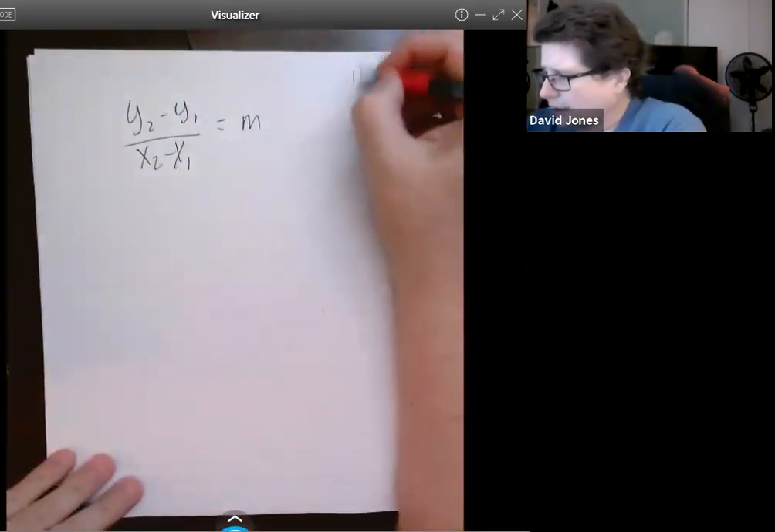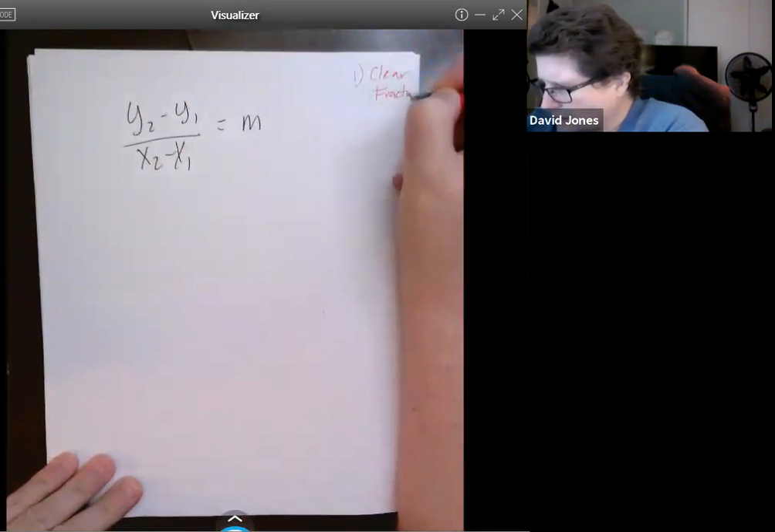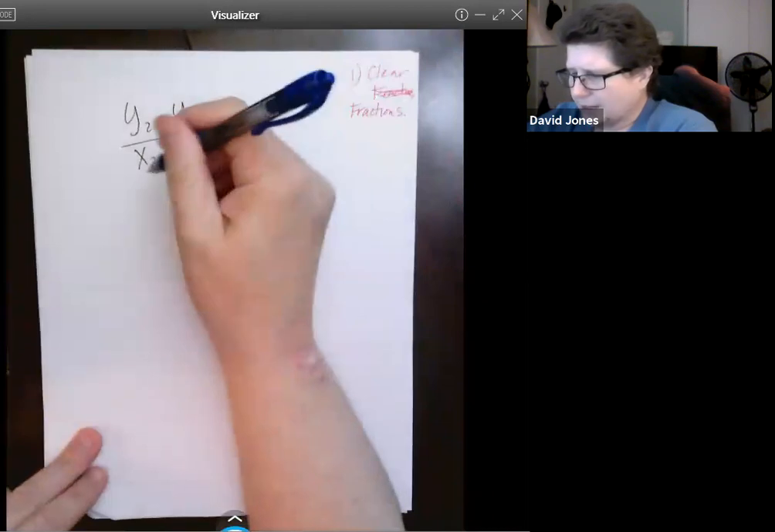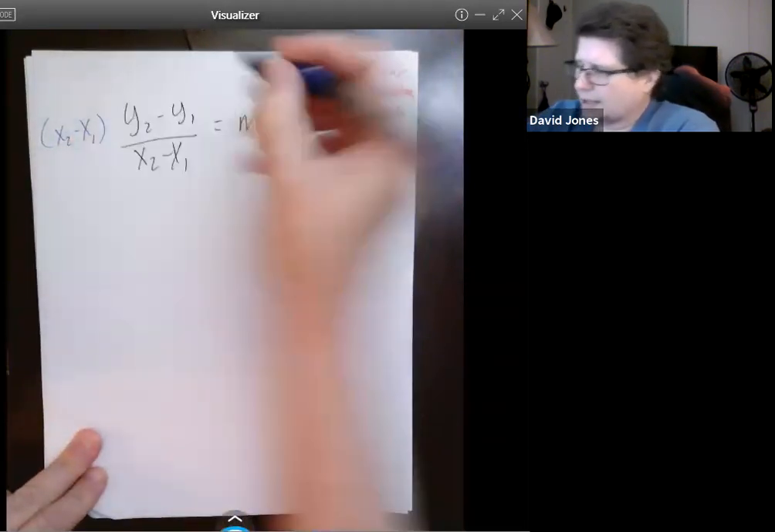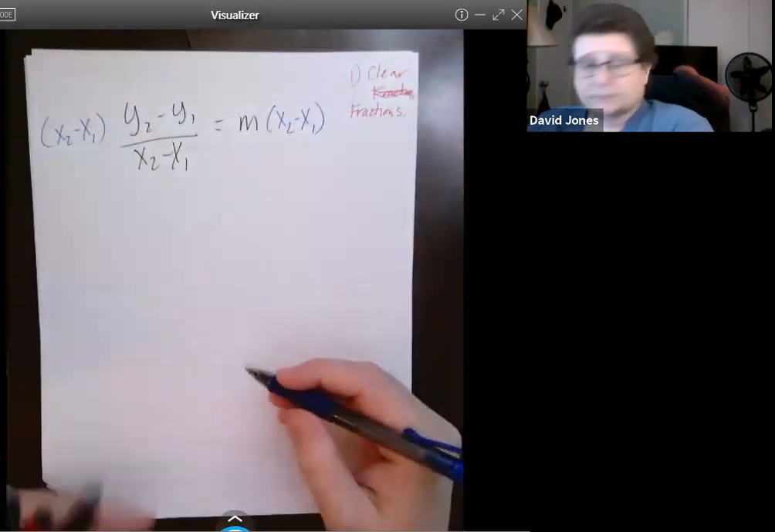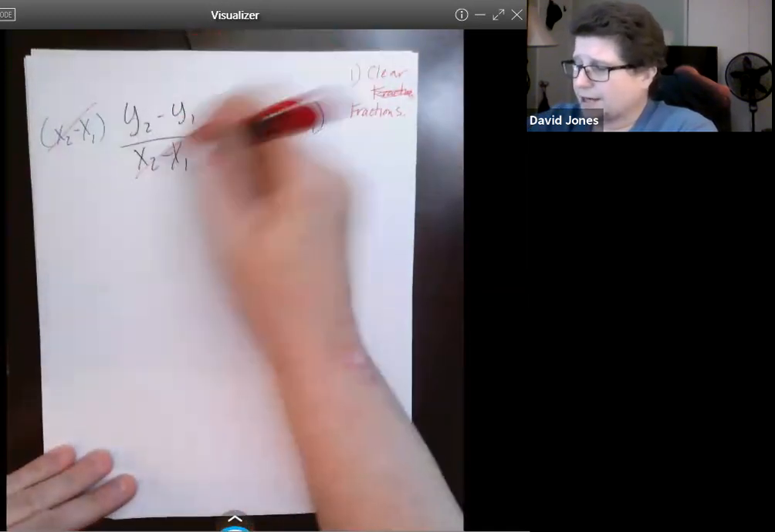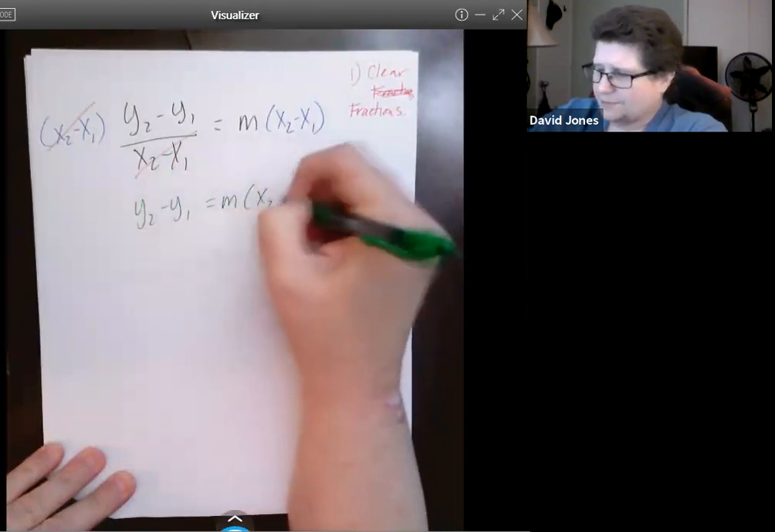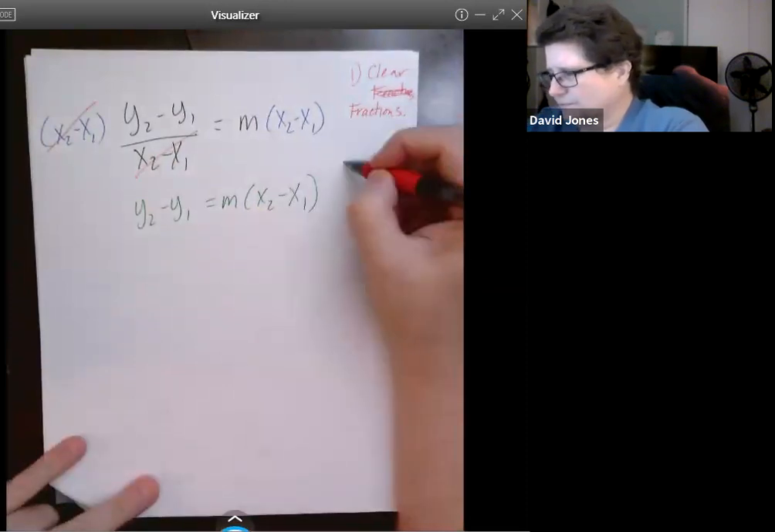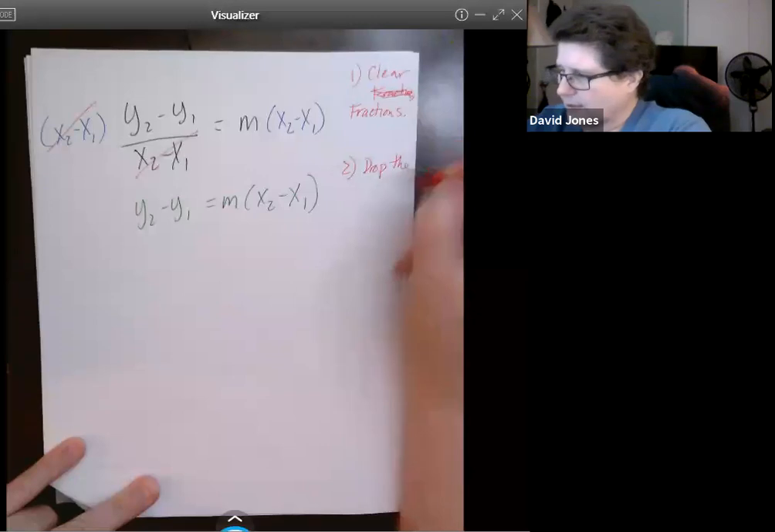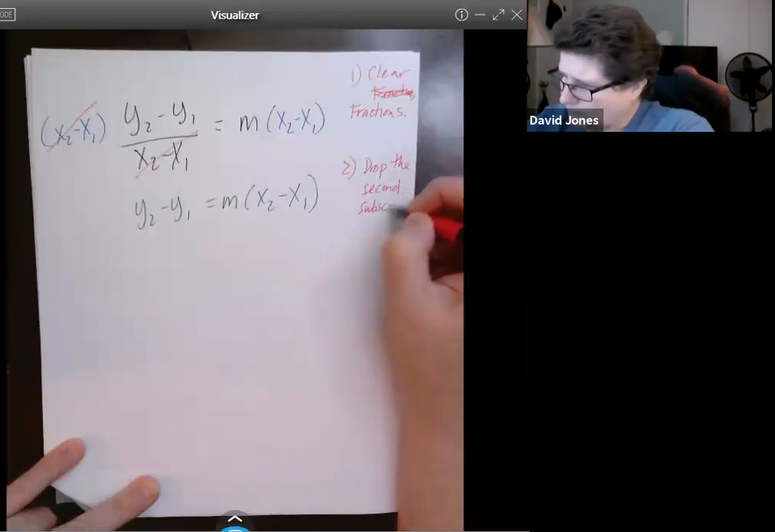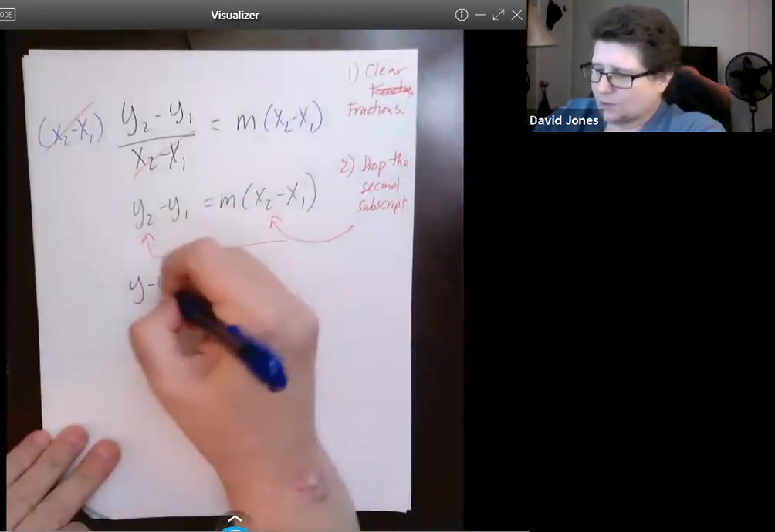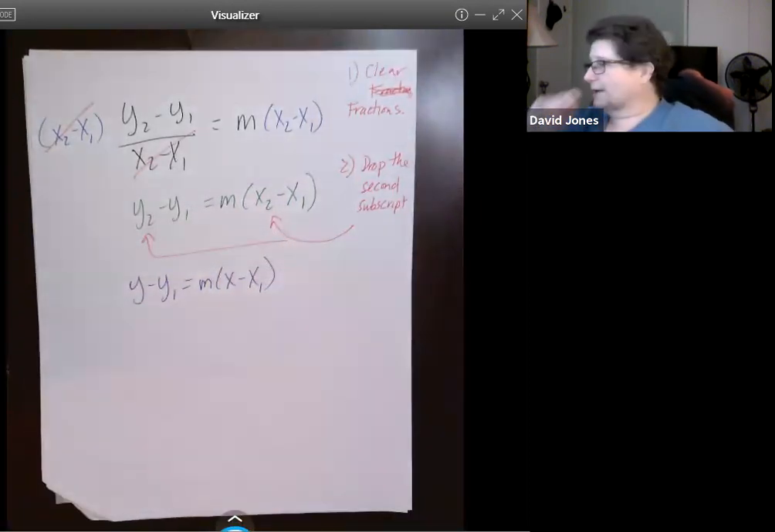And step 1 is clear fractions. So to do that, I'll multiply both sides by the common denominator, which is x2 minus x1. On the left-hand side, they cancel out, numerator and denominator. And we're left with y2 minus y1 equals m times x2 minus x1. And now drop the second subscript, the 2's. And we do that, we've got y minus y1 equals m times x minus x1. So it comes directly from the equation of the slope.